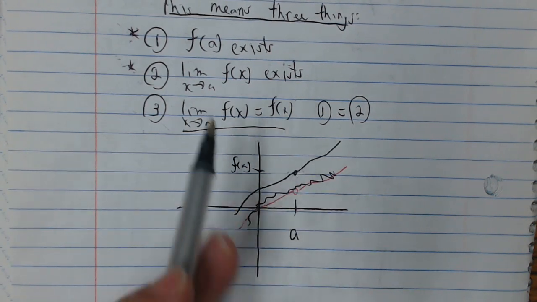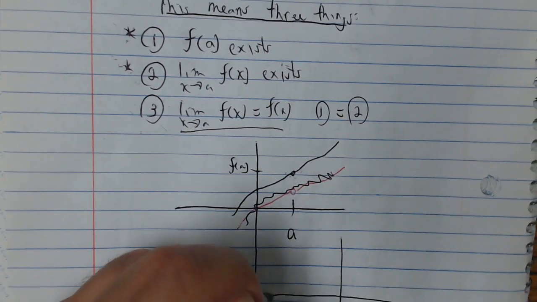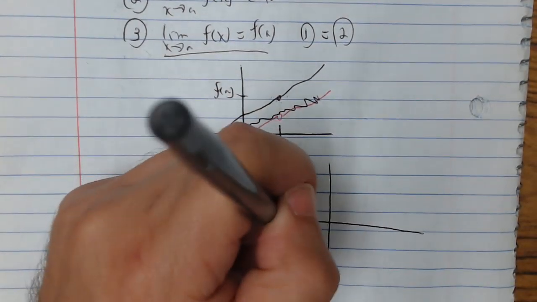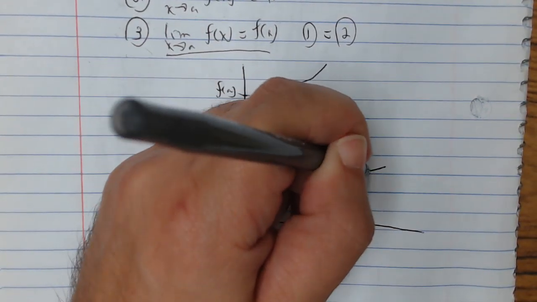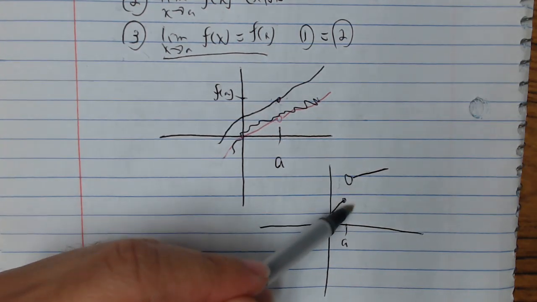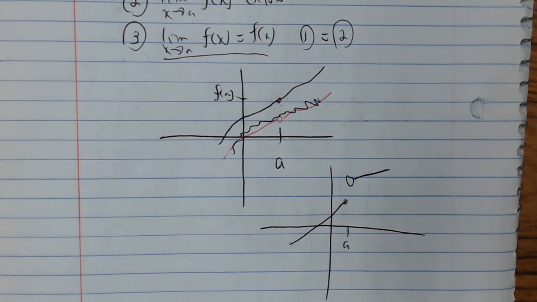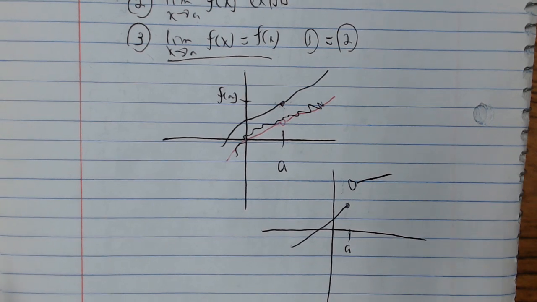Now, if the two-sided limit doesn't exist, then one example would be if I have something like this at A. So clearly we could see that there's a break here. So it's important to show all three steps. And if any one of the three steps fails, then it's clearly not continuous.